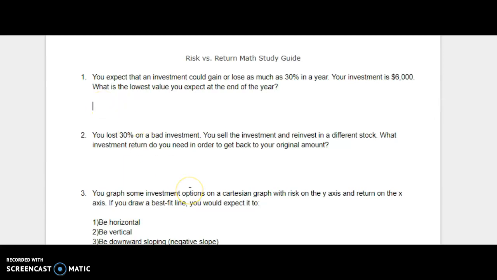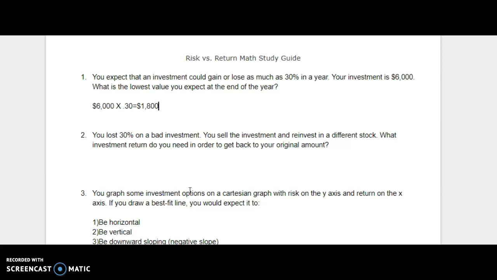So first things first, let's figure out how much we could either gain or lose, because it says we could gain or lose as much as 30% in a year. So let's start with our original investment of $6,000 and multiply it by 30%. Remember to change 30% to a decimal. We're going to move the decimal 2 places to the left, so 0.3 times 6,000 is going to give us $1,800.